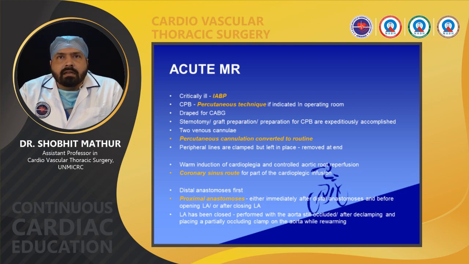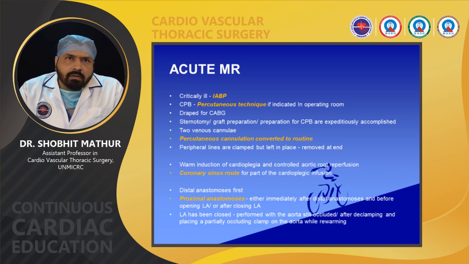Peripheral cannulation lines are clamped, but they are left in situ, left in place, and they are removed at the end of the surgery. At some centers, they are using warm induction cardioplegia and controlled aortic root reperfusion. Basically, if we are expecting a long surgery, then this is helpful in preventing the reperfusion injury once the aortic clamp is off. However, at our center, we are following the normal cardioplegia protocols.